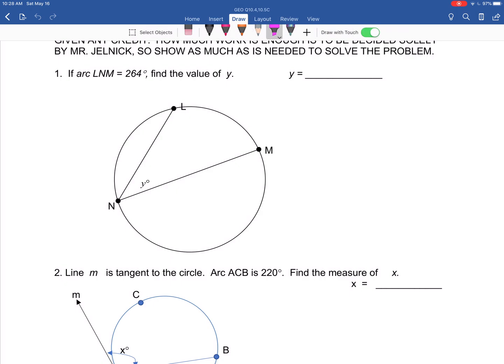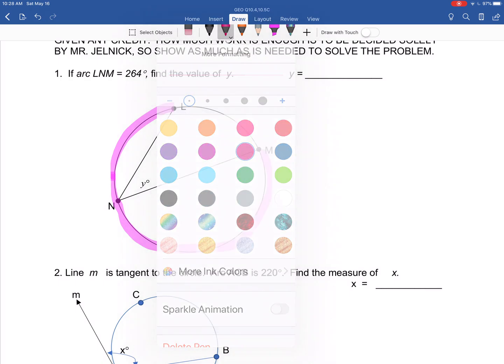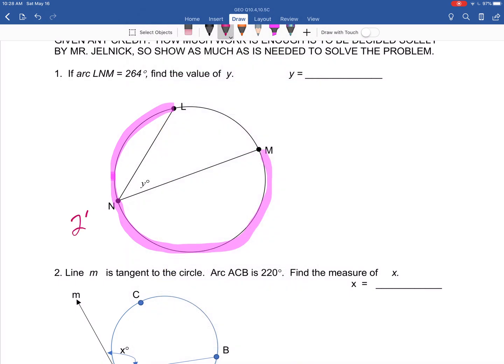Okay, they say arc LNM is 264. So let's start at L, go to N, go to M. That whole arc right there, that pink arc, is 264 degrees from there all the way around to there. Okay, good. We want Y.